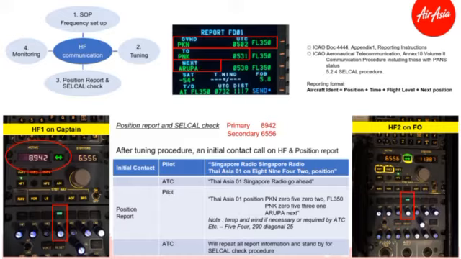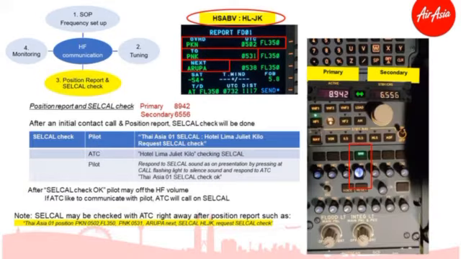This is an example of the reporting instruction format in Section 1. Singapore Radio, Thai Asia 01, on 8942, position. Thai Asia 01, Singapore Radio, go ahead. Thai Asia 01 position, Papa, Kilo, November, 0502, flight level 350. Papa, November, Kilo, 0531. Arupa next. Papa, Kilo, November, 0502, flight level 350. Papa, November, Kilo, 0531, Singapore Radio.